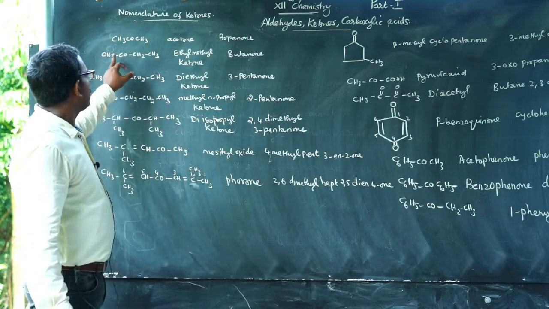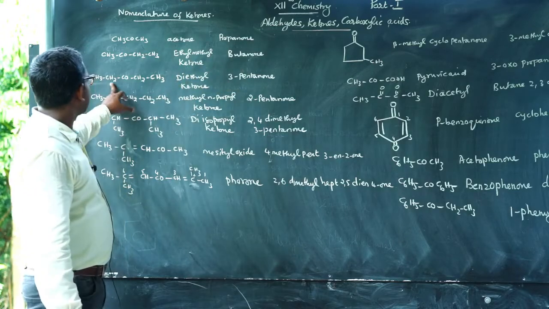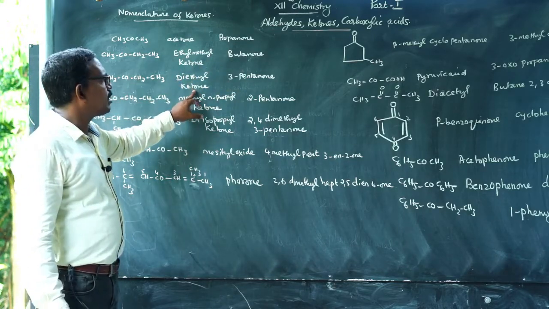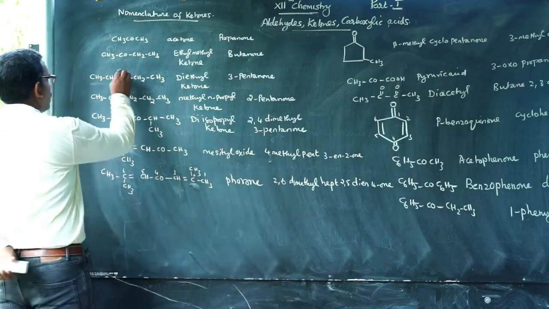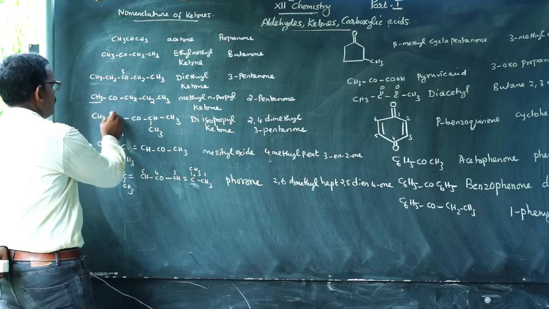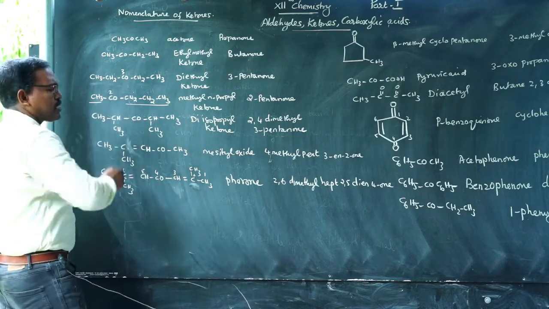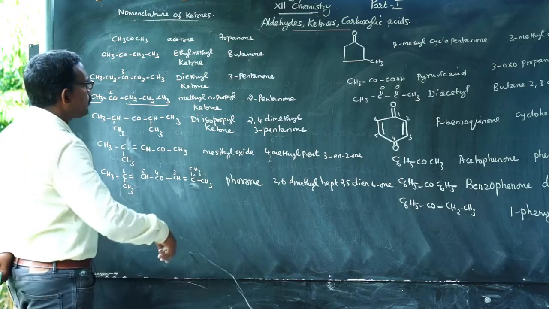So here, ethyl group, here methyl group, therefore ethyl methyl ketone, butanone. Ethyl group on both sides, therefore diethyl ketone. Here the functional group is present in the third carbon, 3-pentanone. Methyl n-propyl ketone. The functional group is present in carbon number 2, therefore 2-pentanone.